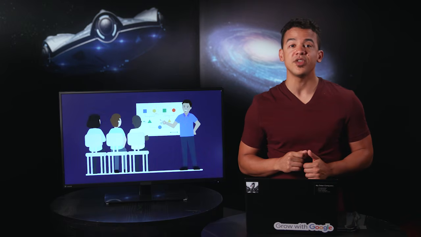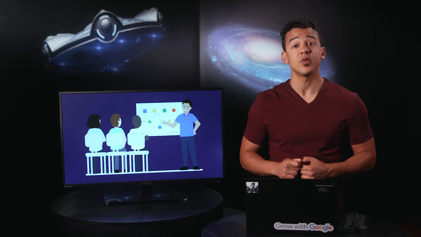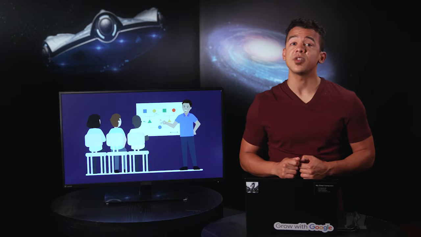A concept called the Pareto principle can also be a useful guideline to help you decide which task to automate. When applied to automation in IT, the Pareto principle states that 20% of the system administration tasks that you perform are responsible for 80% of your work. If you can identify and automate those 20% of your tasks, you could save yourself a whole lot of time. It's tricky knowing when it's best to automate, and automation that's been implemented can be fragile. If underlying systems change and the automation isn't updated accordingly, workflows can break.